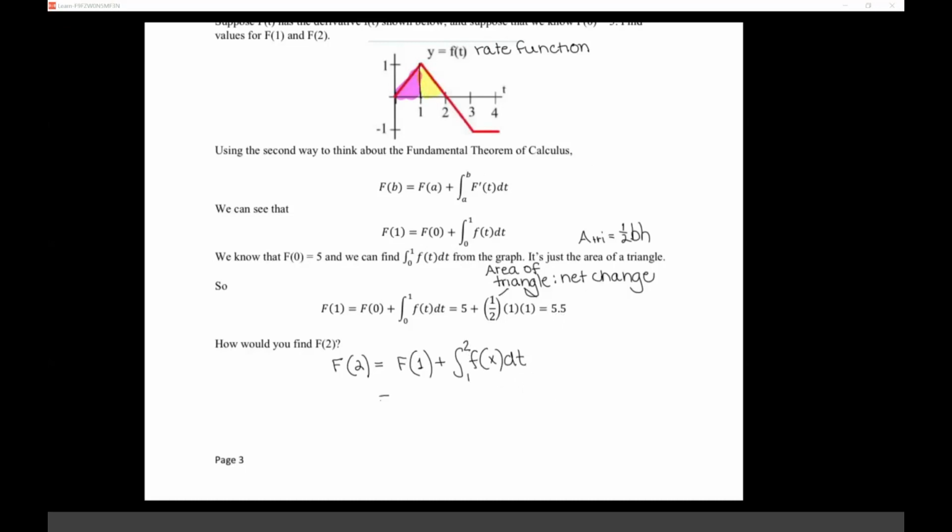Okay, so let me put in my values. This is 5.5. And this is going to be 1/2 times 1 times 1. And that's 5.5 plus another 0.5, right? This is a half. So the accumulated value is 6.